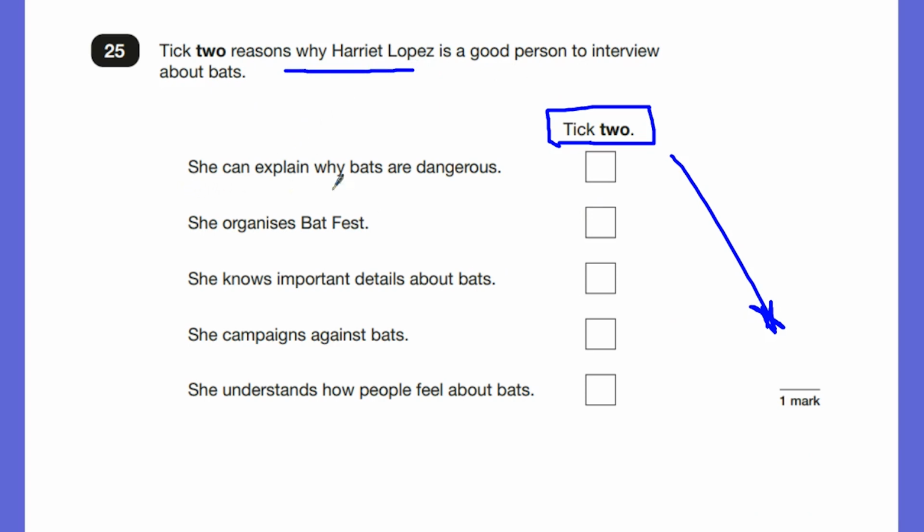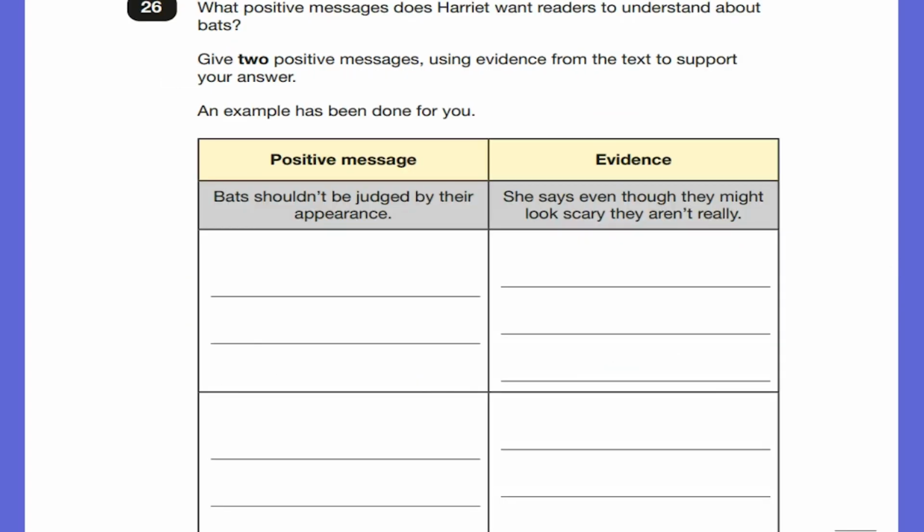Well, she can explain why bats are dangerous. I don't think she talks about that. She definitely doesn't organise Bat Fest. She knows important details about bats. I would say yes. She campaigns against bats. Definitely no. She understands how people feel about bats. I would say that was true as well. So those were the 2 that you would need to tick to get a mark.